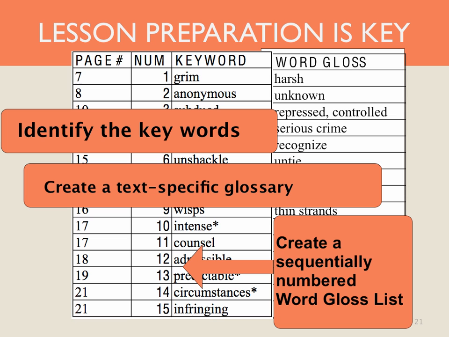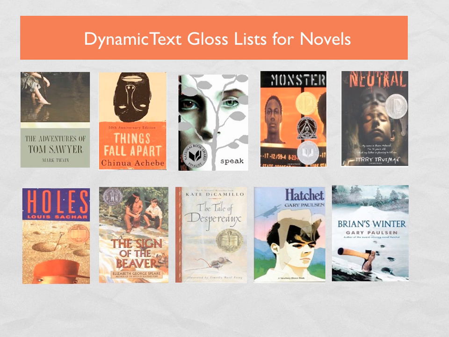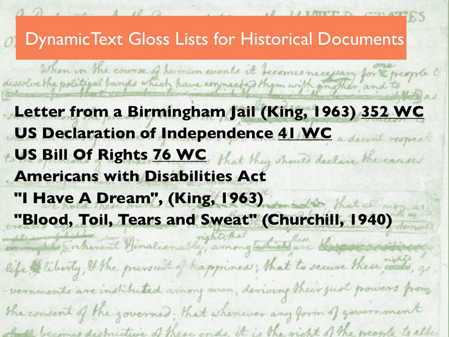Because this preparation is so critical to the foundational introductory routines, the dynamic text team has created gloss lists for many of the novels and literary texts typically read in English language arts and reading classes in grades 6 through 12, as well as gloss lists for historical documents. These include documents that support the scope and sequence of content area curriculum in science and social studies, as well as text exemplars identified by the Common Core. This is an ever-expanding resource available on our dynamictext.com website as we develop additional gloss lists in response to our own need for teaching materials and requests from other educators.